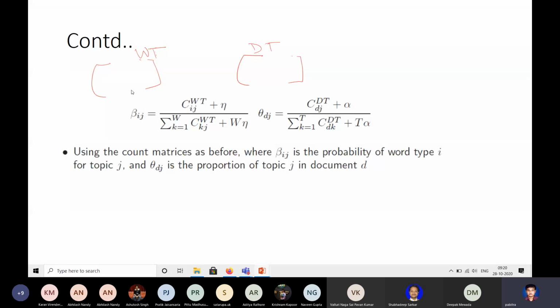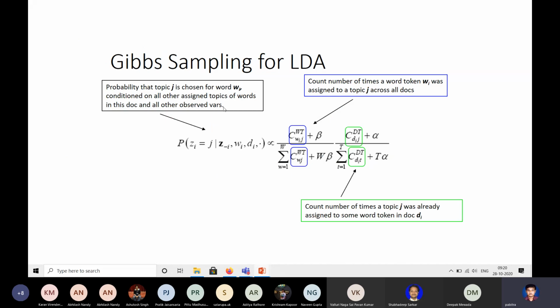And at the end of your training process, the Gibbs sampling process, given some value of alpha and beta or eta, you get some converging value of the word-topic and document-topic matrices, and these are your final LDA model. You can do many things from this model.